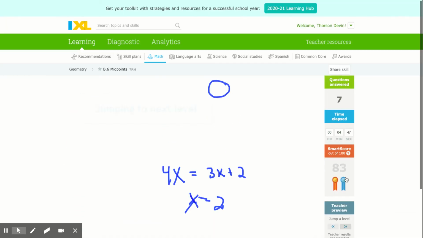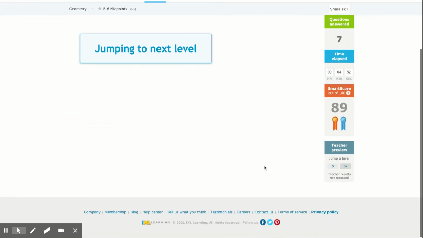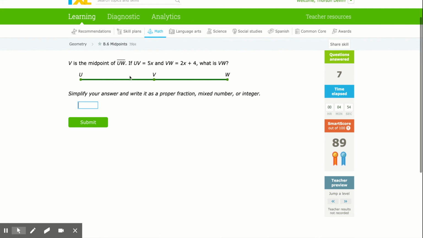I'm hoping this isn't a very difficult lesson. I'm hoping you can do it fairly quickly. Just be a little careful with the algebra. And I hope you all get it up to 100% right here.